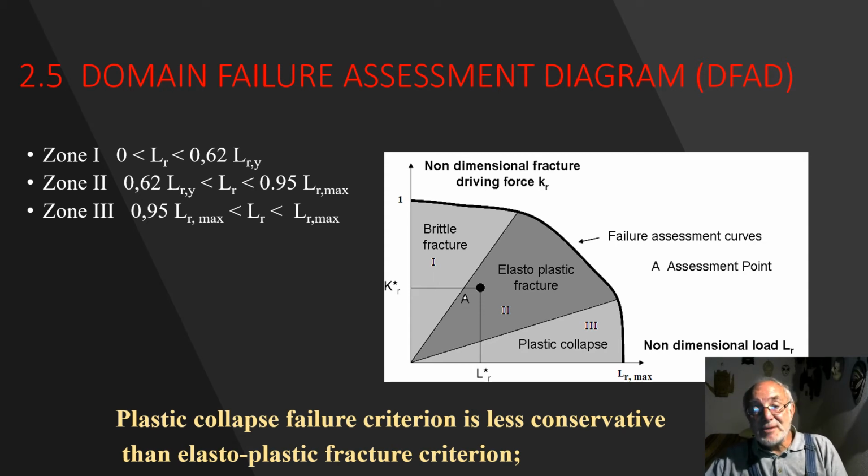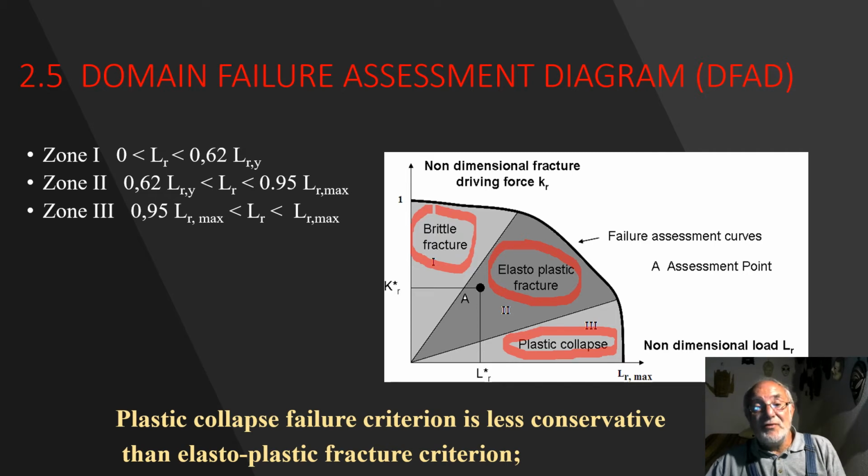definitions of three zones in the failure assessment diagram: the brittle zone, where we have brittle fracture, the elastoplastic fracture, and the plastic collapse. The limit of these three zones are given by, for zone 1, 62% of the limit loading parameter. For zone 3, the loading parameter is limited to 95% of the maximum value. And zone 2 is situated between zone 1 and zone 3.